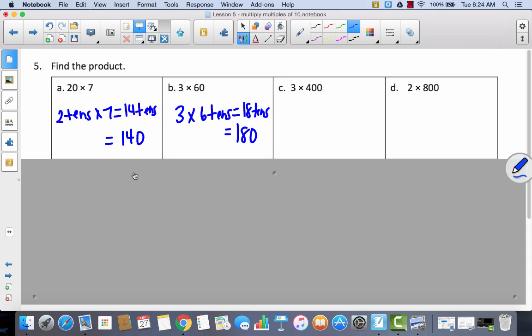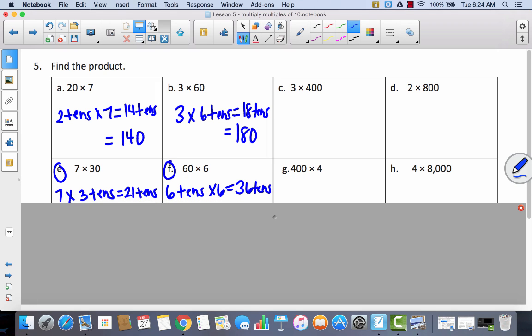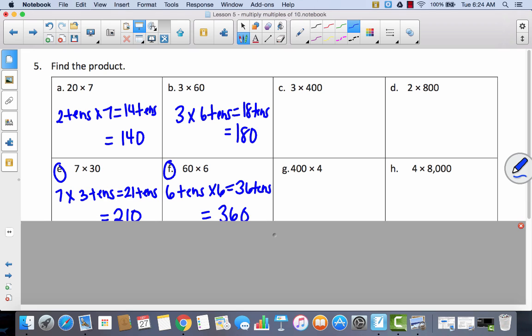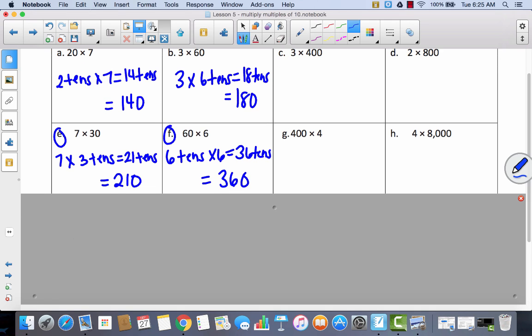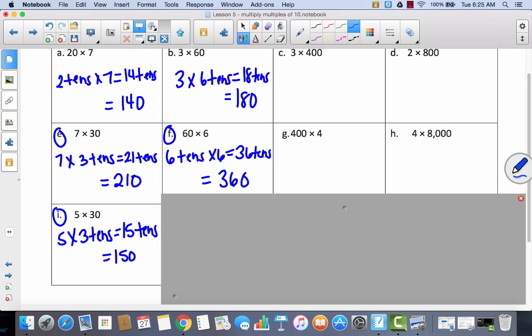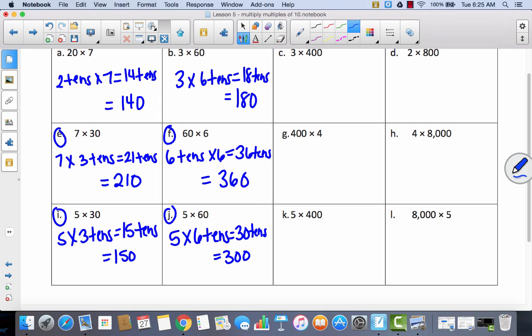Okay, so let's take a look here at the first ones that we did together, or that you did by yourself. So you've got 7 times 3, which is equal to 7 times 3 tens, which is equal to 21 tens, which is equal to 210. Now we have 6 tens times 6, which is equal to 36 tens, which is equal to 360. All right, let's look at the last two. All right, so now you have 5 times 3 tens equals 15 tens, which equals 150. And 5 times 6 tens equals 30 tens, which equals 300.